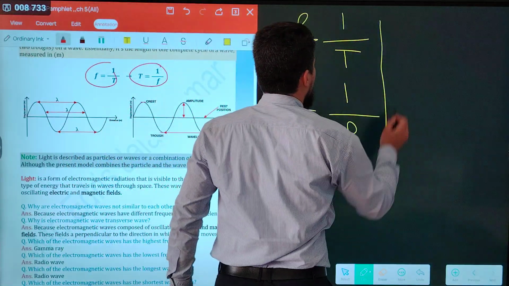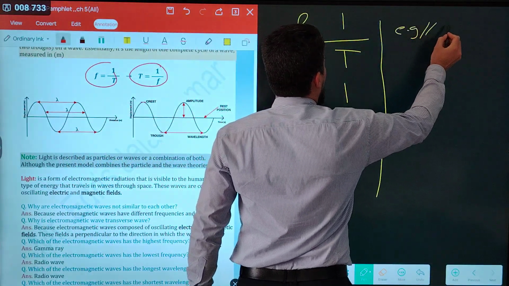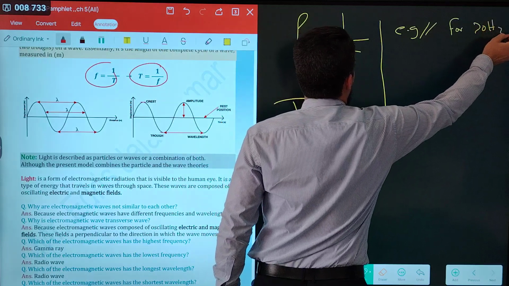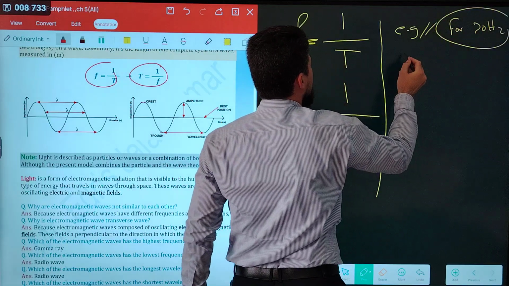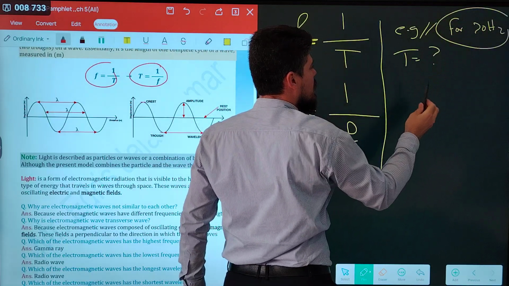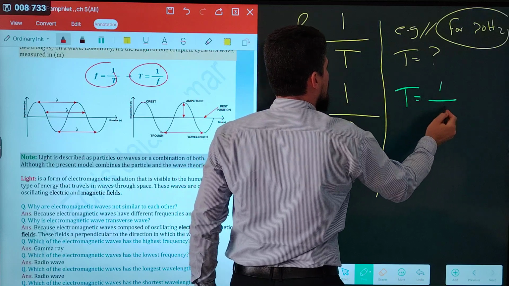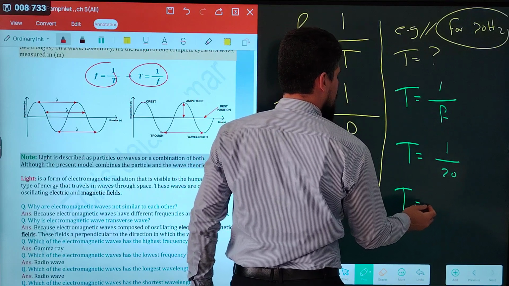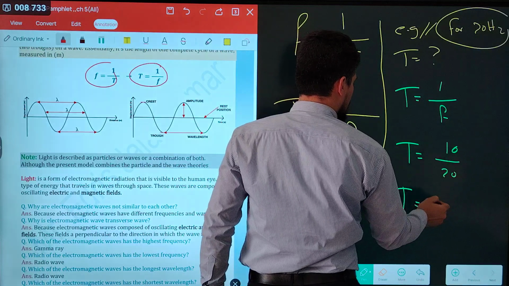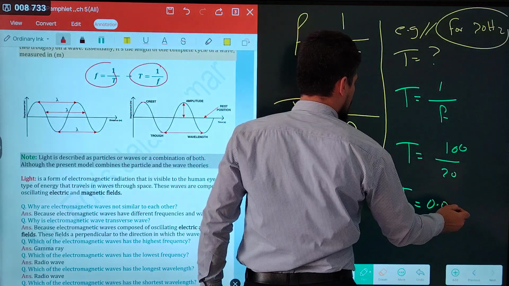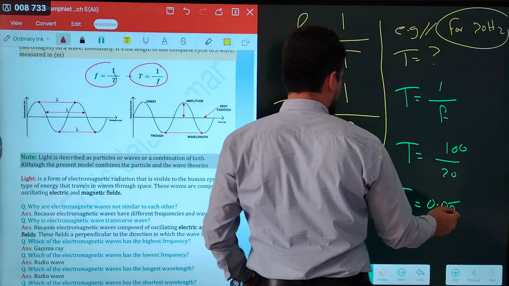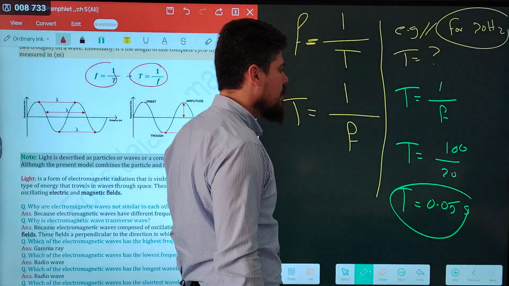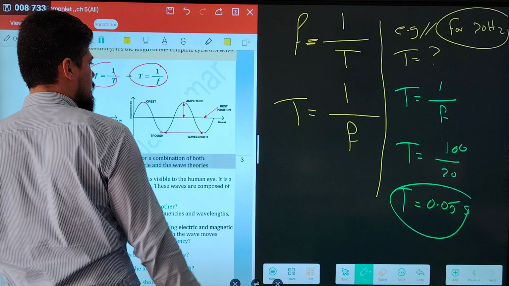For example, for a 20 hertz frequency, what is the period? Period is equal to 1 over f. 1 over 20 is equal to what? 0.05 seconds. Okay, 0.05 seconds.